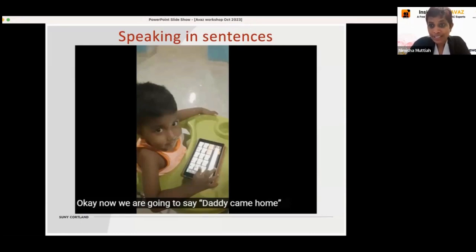Okay, we're going to see really a star, one of our stars who use AAC, or use Avaaz Sri Lanka, so beautifully. And so this little one, he's working with his mom here, and she's trying to encourage him to speak in sentences. Okay. So let's see what that looks like. Again, the subtitles are at the bottom of the screen, so I hope you can follow that. And so she's encouraging him to combine words and put them together to form the sentence.